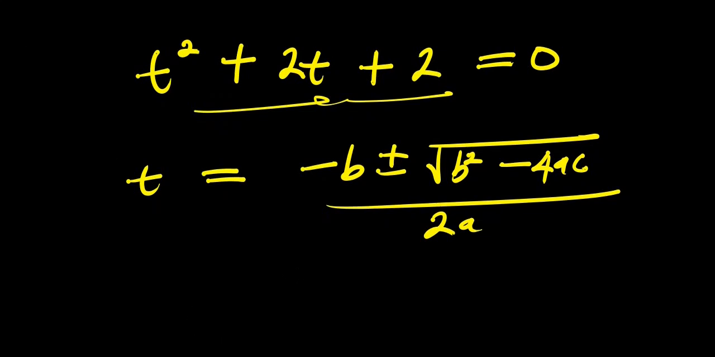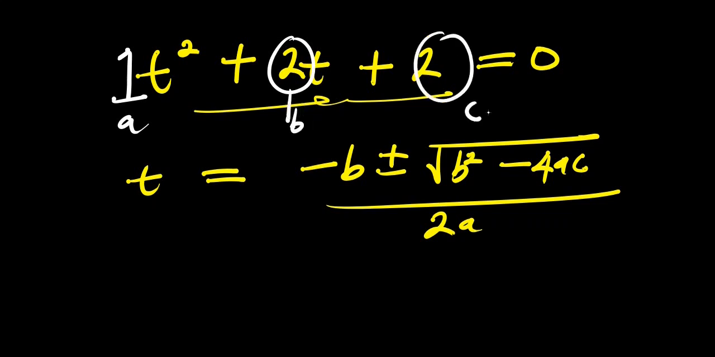And from here, we need to write out the values of a, b, and c. Here, the coefficient of t squared is 1, and that is our a. b is the coefficient of t, which is 2. So this is our b. c is the constant here. So we are going to insert those values for a, b, and c.